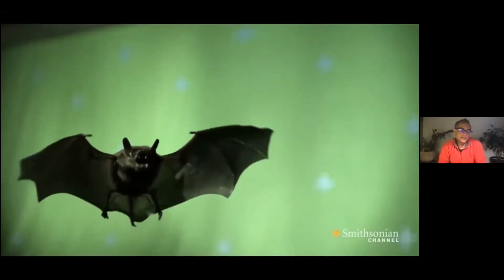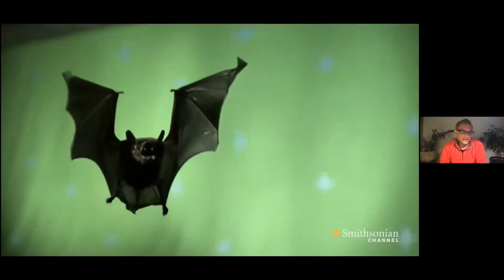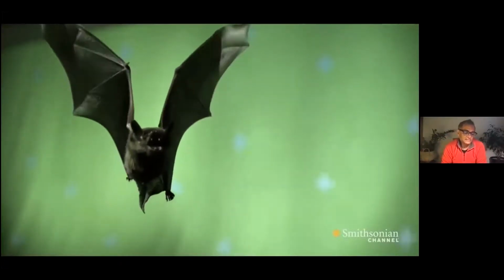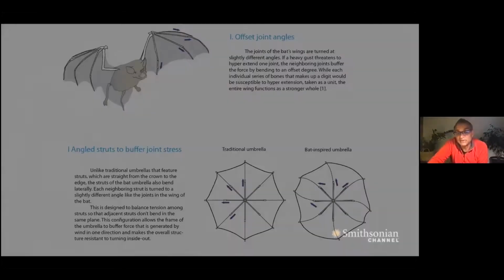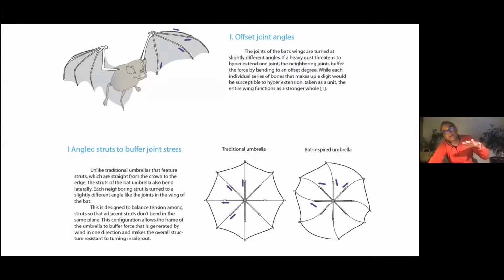Apparently, one of the bat species has a certain sort of design of its wings that prevents that from happening to the bat. So if a bat is flying and a gust of wind comes from the side, it doesn't upturn, it doesn't fall down to the ground. And there's a certain reason for that. These offset joint angles, the bones of the wings are hollow.